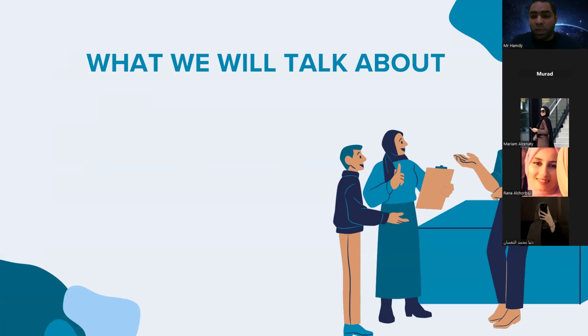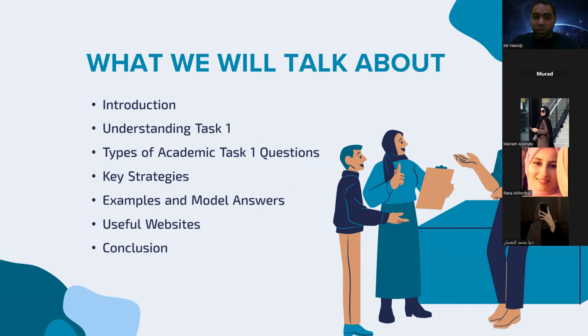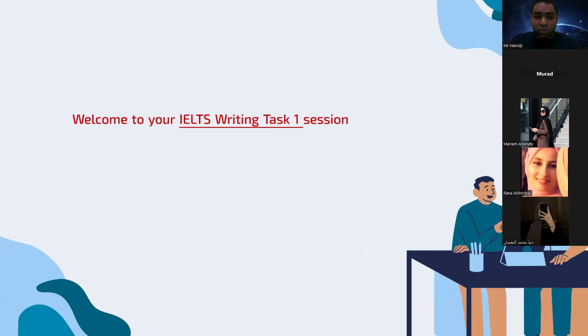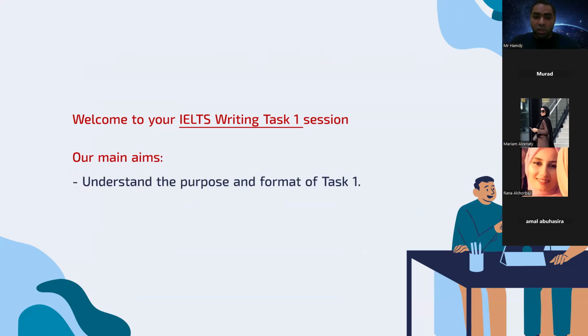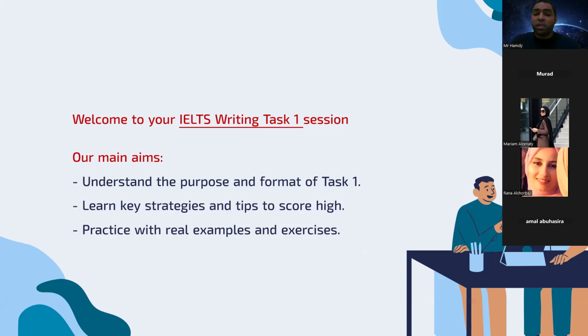Now, what we will talk about today, we have about 7 points. We have an introduction. We will understand the task, and the types of the academic task, the key strategies, examples and model answers, and some of the useful websites that will help you, and the conclusion at the end. For the introduction, we have three main aims this session, inshallah. We have to understand the purpose and format of task one, and we will learn the key strategies and tips to have a high score, and the practice with real examples. We will have real examples in this session.